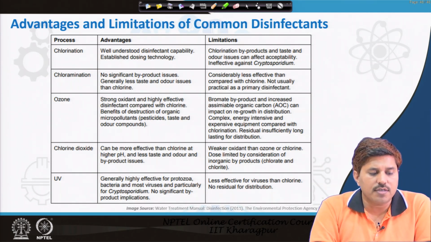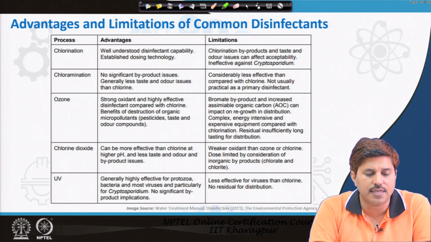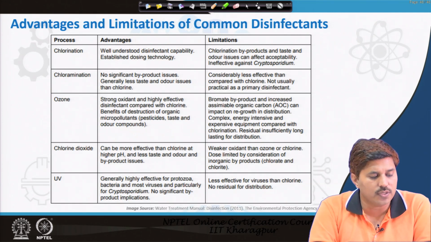Ozone is a very strong oxidant, a very effective disinfectant compared with chlorine. It can remove a variety of other substances including organic micropollutants, taste and odor creating compounds, or it can oxidize iron and manganese kind of substances, and then they can be removed. The flip side, it may lead to the bromate byproduct, okay, and it is an energy intensive, cost intensive process, and it does not leave any residual in the aqueous system.